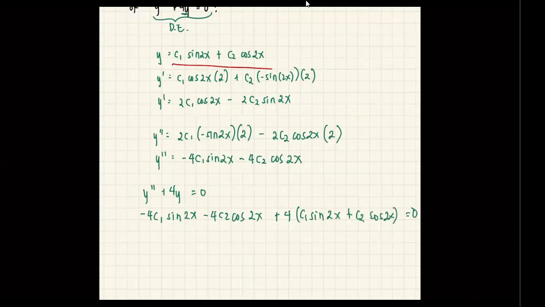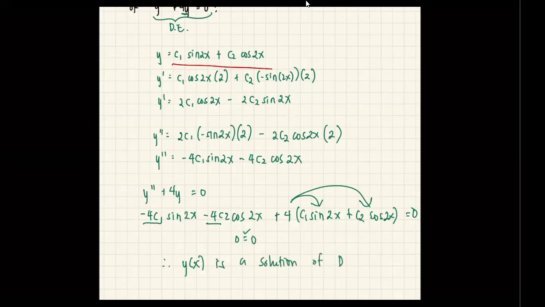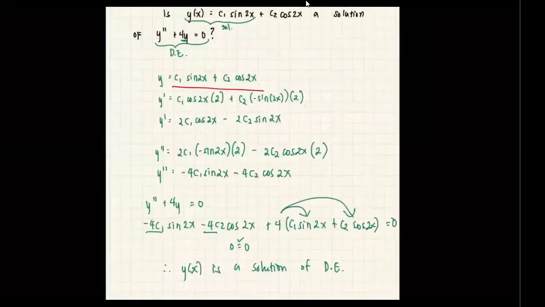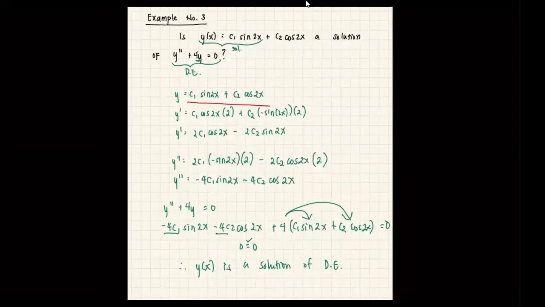So, pag minultiply natin to, distribute natin doon. Then, meron tayong negative 4 dito, negative 4 dito. Then, c1, c2. Pag sinimplify, magiging 0 = 0. So, therefore, ito yung relationship niya. Ibig sabihin, yung given solution, yung function, is a solution of the differential equation. Okay? So, yun po yun. Question sa number 3? Okay? So, okay pa?